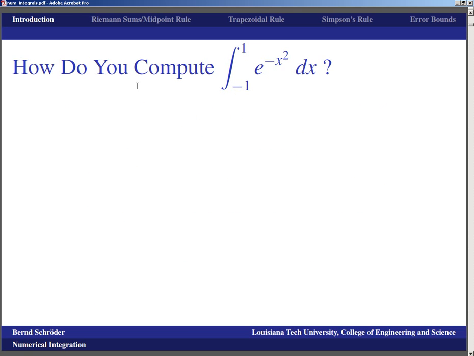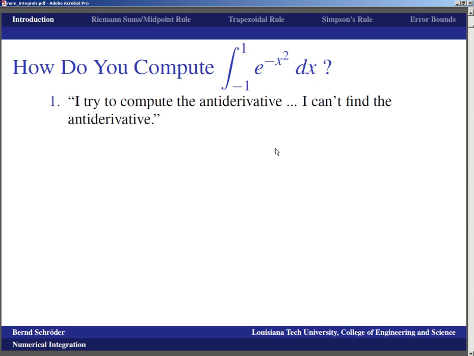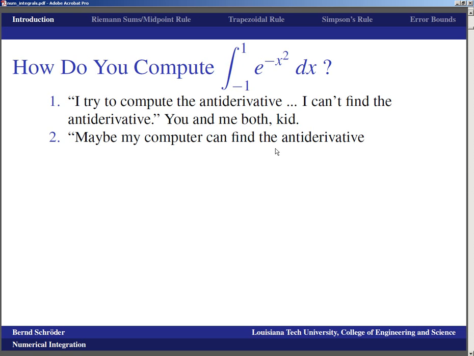Okay, so let's ask that same question with a different function. How do you compute the integral from negative 1 to 1 of e to the negative x squared dx? Well, I try to compute the antiderivative, and I can't find the antiderivative. That's not good. And that's both of us. I can't find a decent antiderivative there either. So maybe my computer can find the antiderivative.